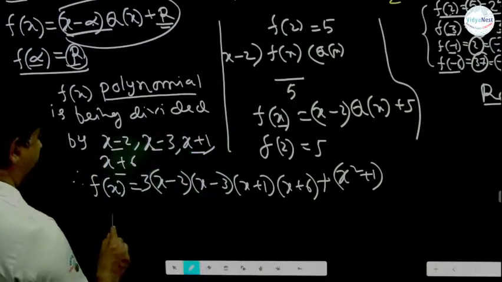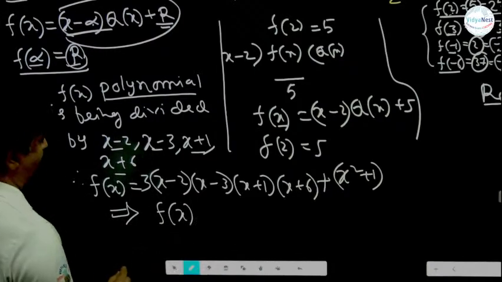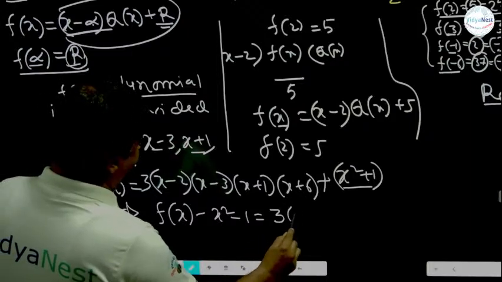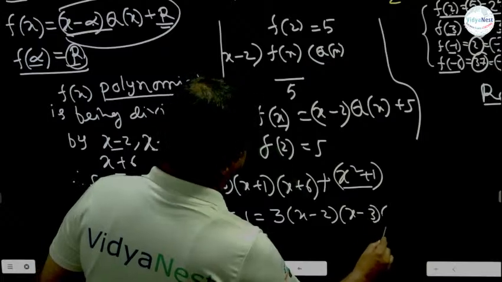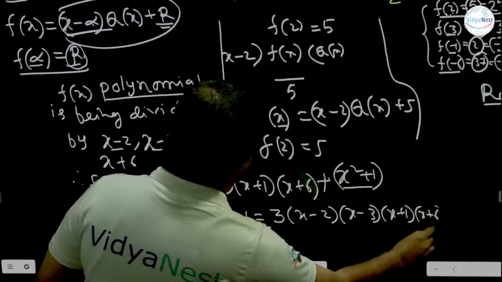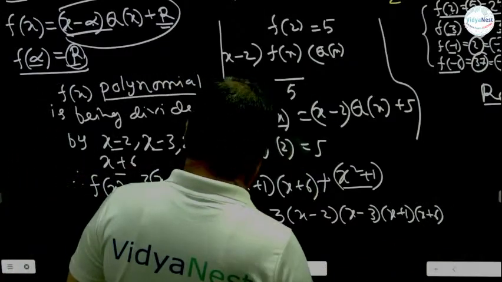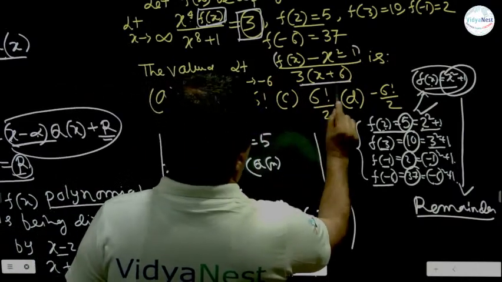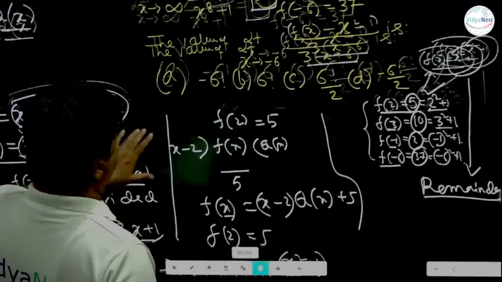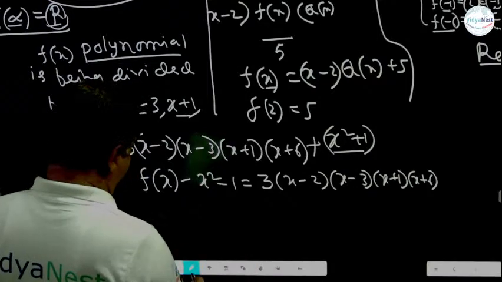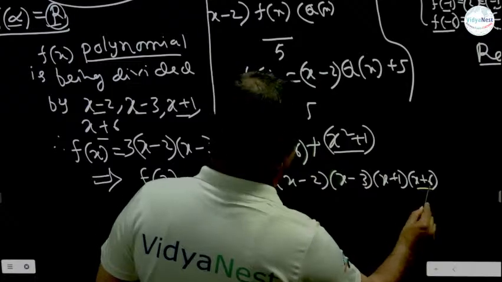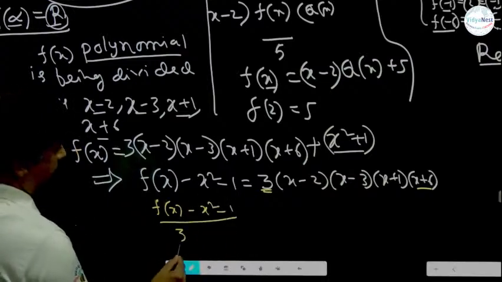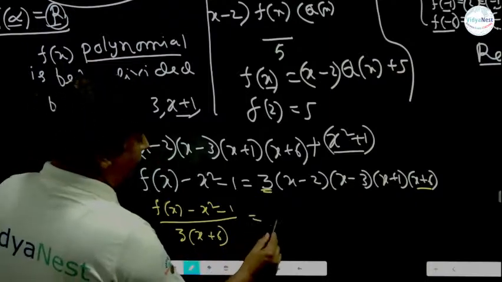Now, the next step should be what? f(x) will be kept like that, and x square plus 1 will be brought to the left hand side. What will be left in the right hand side? This thing. Now you observe the question. You are told to divide it by 3 into (x plus 6). So that 3 into (x plus 6) will be brought to the denominator of this thing. What will be left in the right hand side?